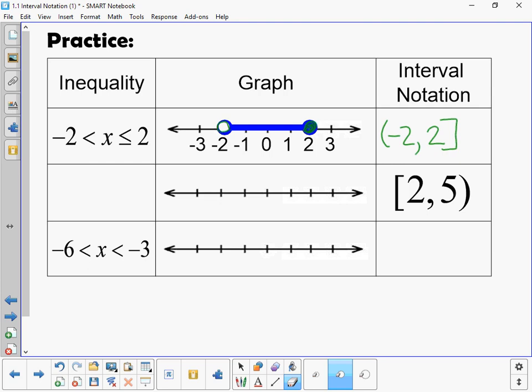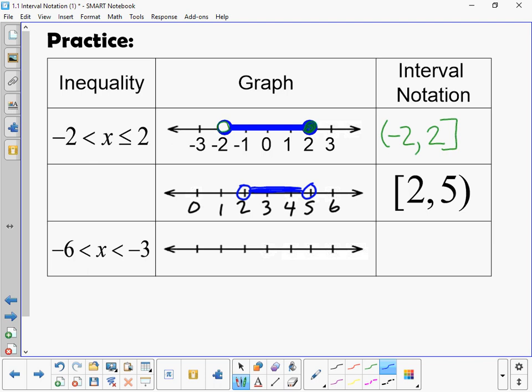All right, so now we have an interval from 2 to 5. We want to make a graph of that, and we want to write it as an inequality. Well, the interval from 2 to 5, we can show it on our number line. 0, 1, 2, 3, 4, 5, 6. So we want to show from 2 up to 5. Here's our little graph of that.